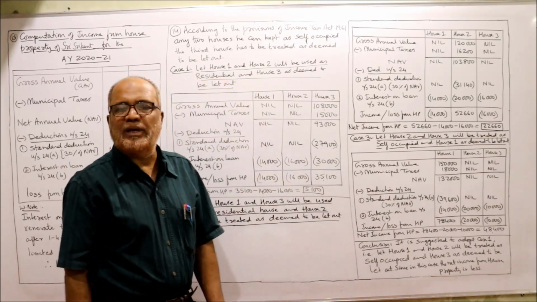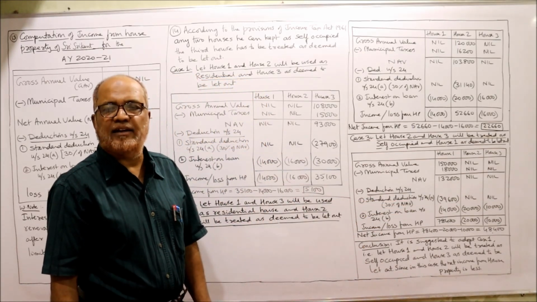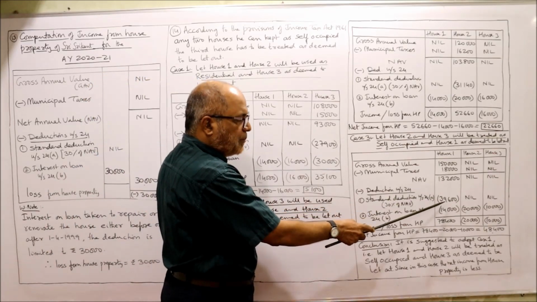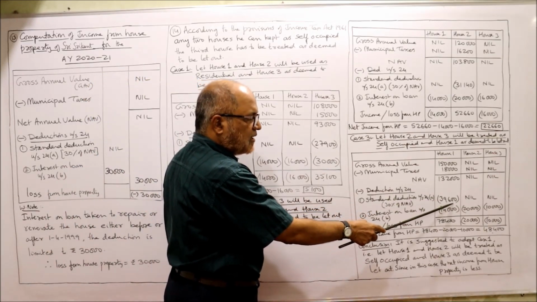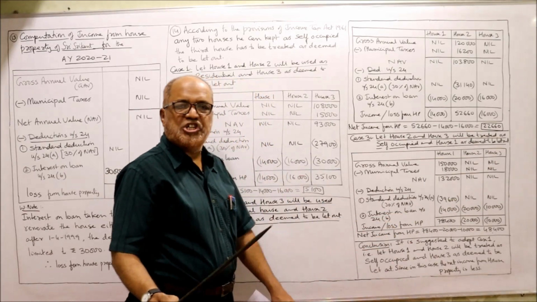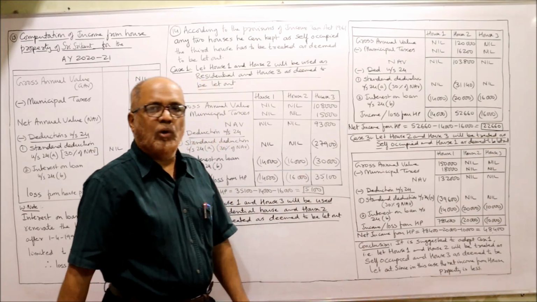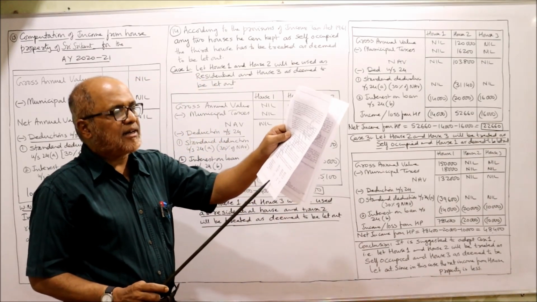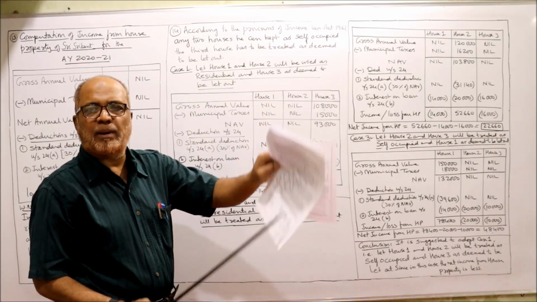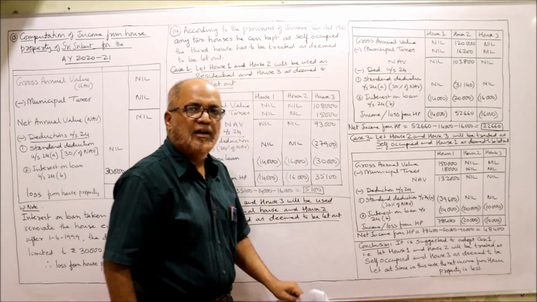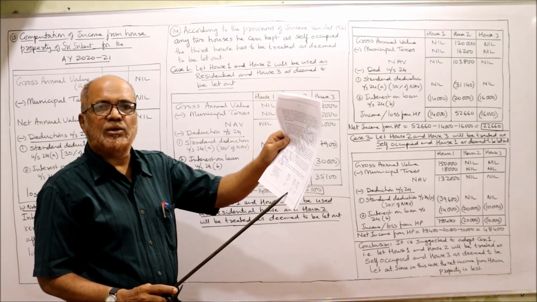Now deduction under section 24A, standard deduction, 30% of NAV. So 1,32,000 into 30%, 39,600. Here nil, nil. No standard deduction will be given for self-occupied house. Now interest on loan taken. The first house interest is 14,000. It is given in the problem. Interest on loan on the first house is 14,000.